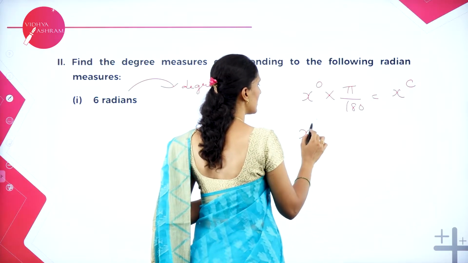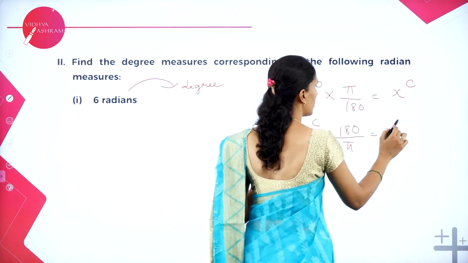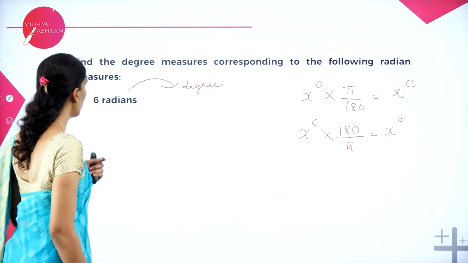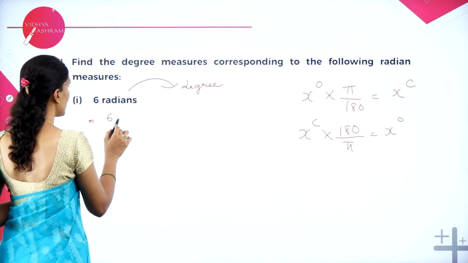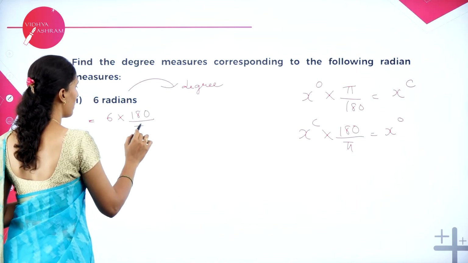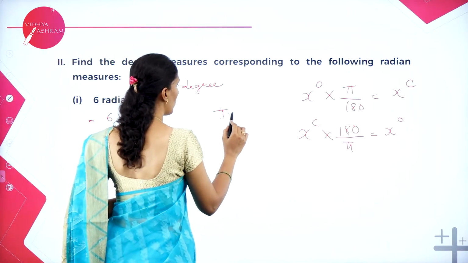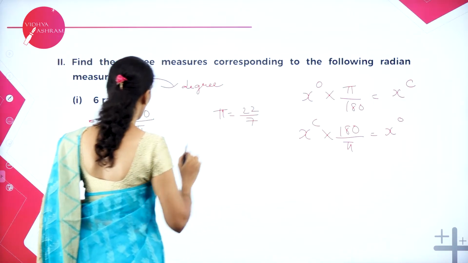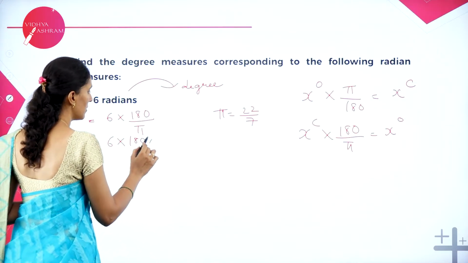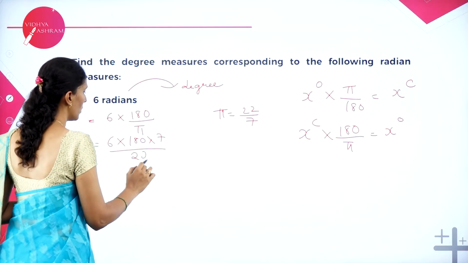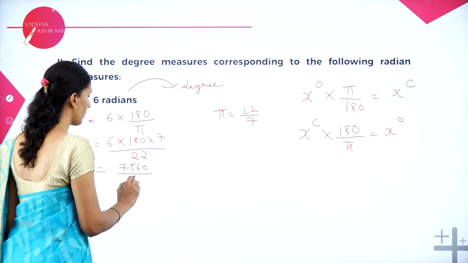Now if you have x in terms of radian, you multiply by 180 over pi to convert it into degree. So here we have 6 radians. Multiply 6 into 180 divided by pi. Here you are supposed to substitute the value of pi as 22 by 7. So when you multiply, in the denominator it becomes 7 by 22. When you calculate this, it is 7560 divided by 22.